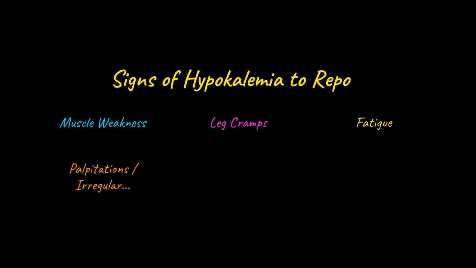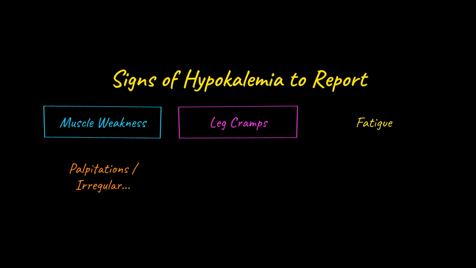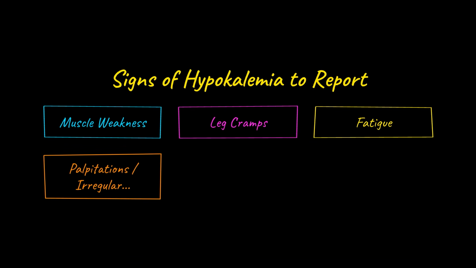Low potassium shows first in muscles and nerves: weakness, leg cramps, and fatigue, but the serious danger is cardiac. Potassium governs heartbeat timing, so hypokalemia can cause palpitations and life-threatening arrhythmias, a risk that rises sharply with digoxin. These symptoms demand prompt reporting, not watchful waiting.